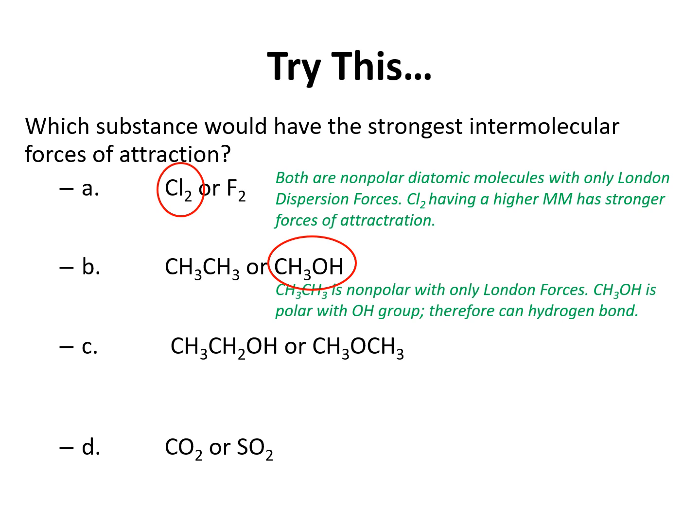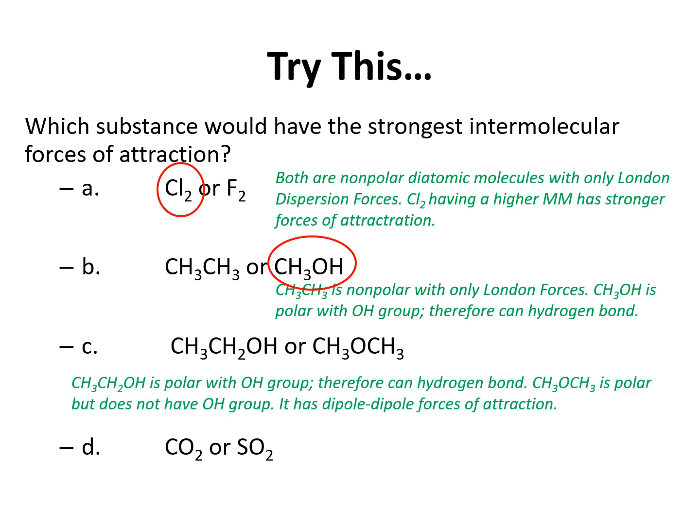Next, we have 2 molecules with oxygen atoms in them. However, the one on the left has an OH group capable of hydrogen bonding. The one on the right, the oxygen is not connected to a hydrogen, and therefore, even though the one on the right is polar, it can't hydrogen bond. And so the molecule on the left has the stronger intermolecular forces of attraction.